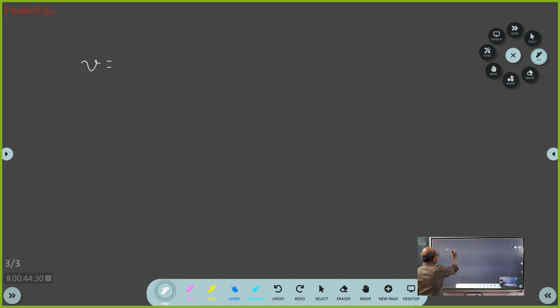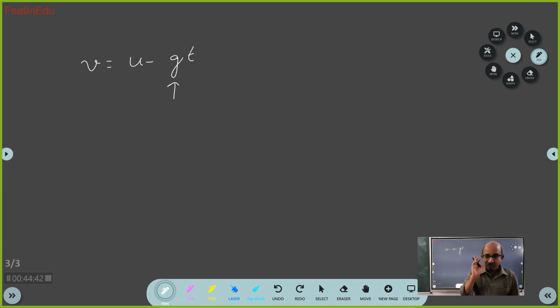V is equal to U minus GT. You remember all these formulas? V square minus U square is equal to 2AS and all. Here G was considered to be constant, and that's why you jolly well solve the problem. When you come to first year PUC, you cannot use this equation unless they tell you acceleration due to gravity is constant. And you are going to deal with problems where acceleration is not constant.